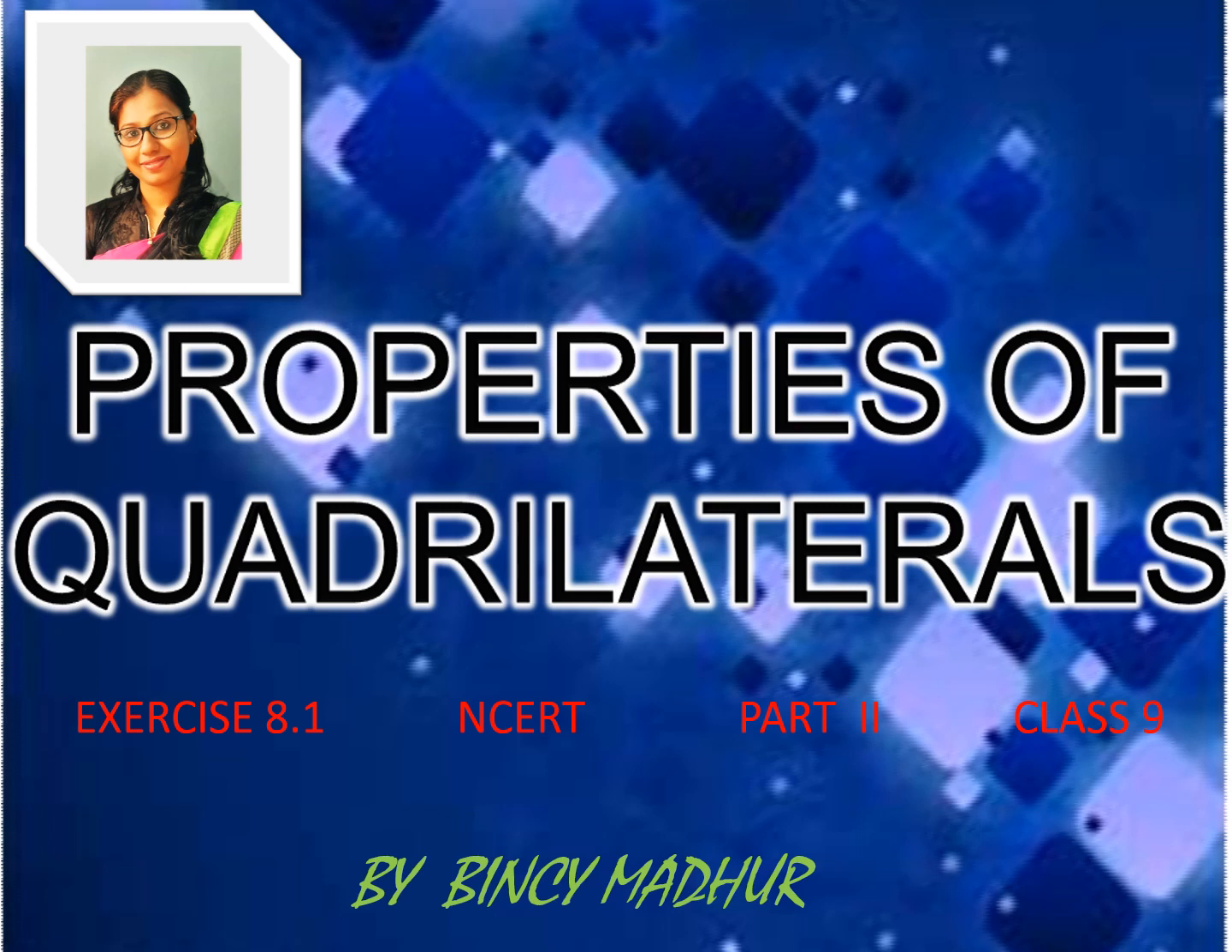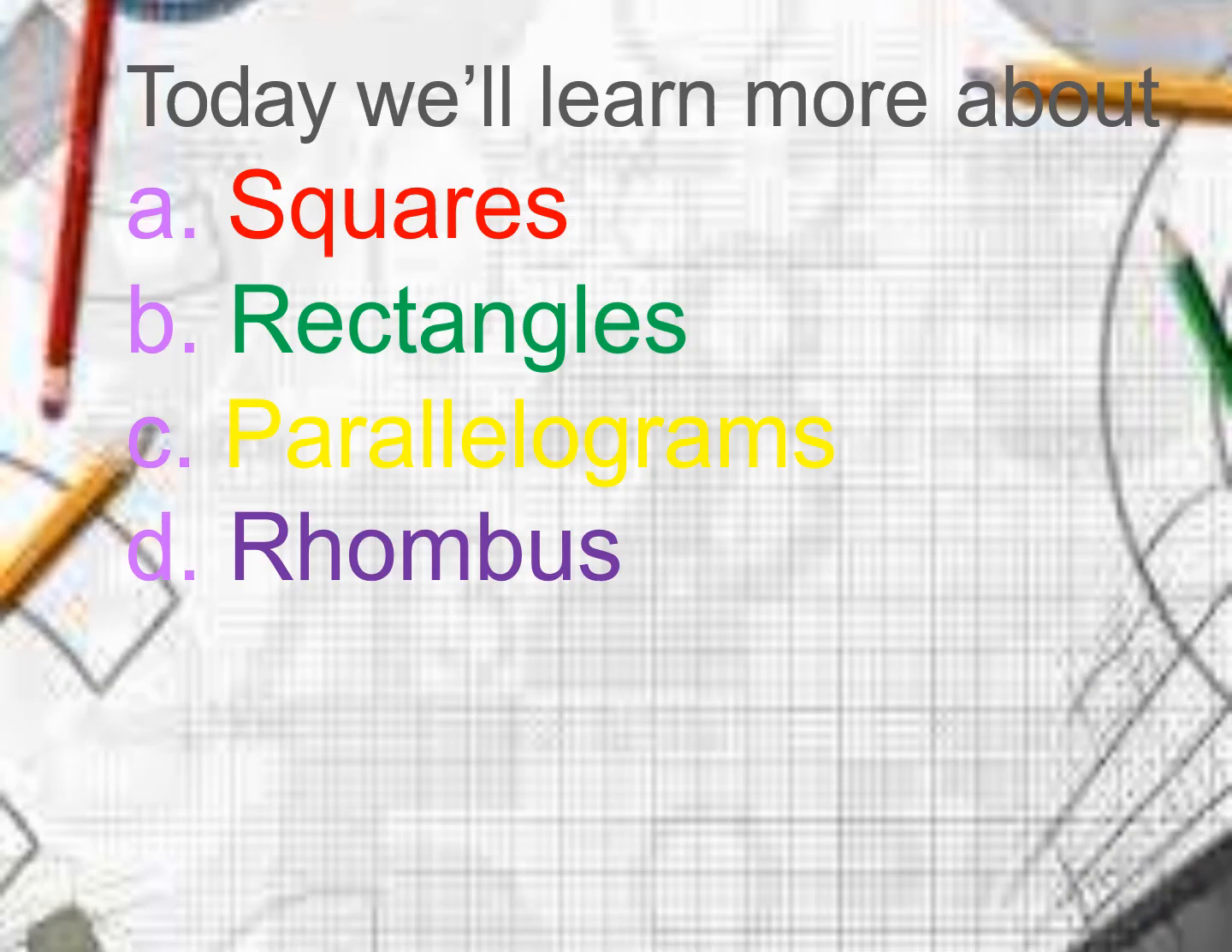How are you? I hope you have gone through the first part of the chapter Quadrilateral. This is the second video of chapter 8 for class 9. In this video, we will discuss the properties of quadrilaterals. Today, we will learn about some more properties of squares, rectangles, parallelograms, and a rhombus.